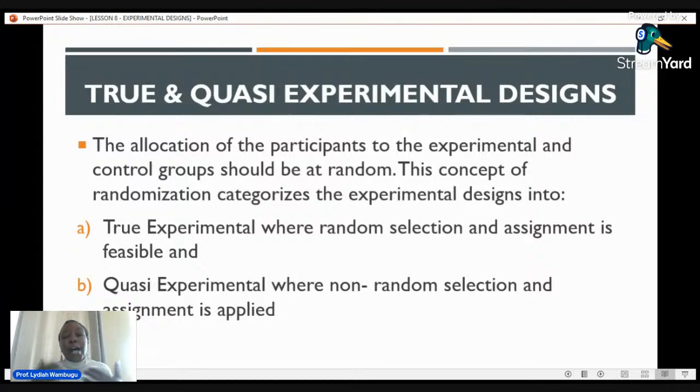Quasi-experimental is what we do in the social sciences. Why are we not able to randomly select and assign? Because we deal with already formed groups. We deal with already formed groups.